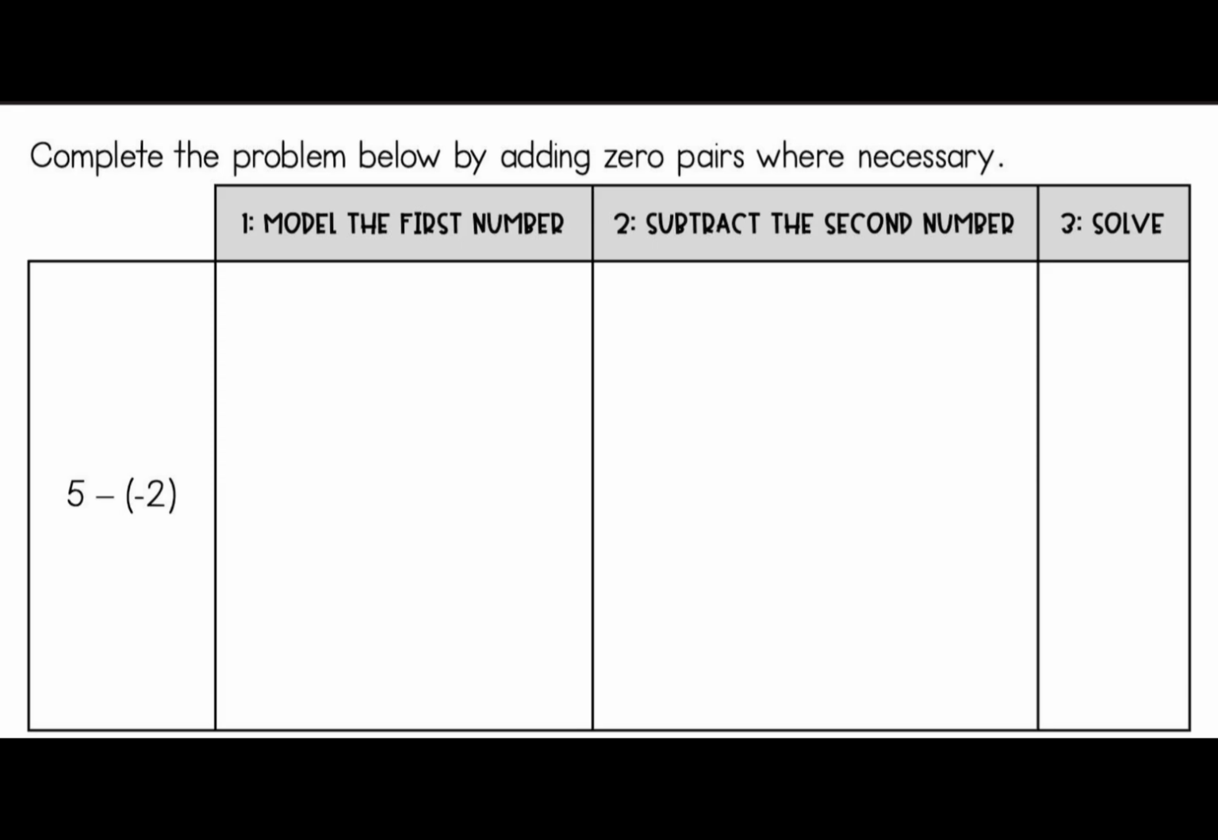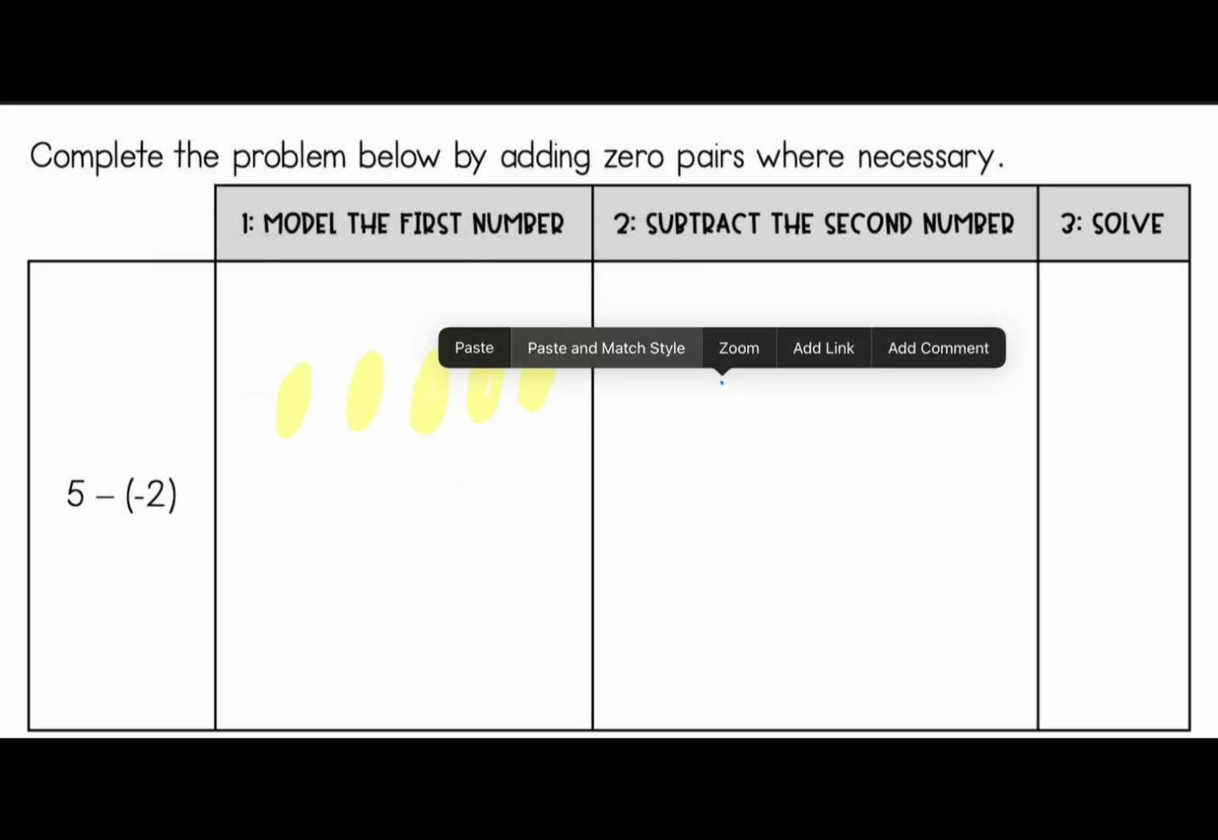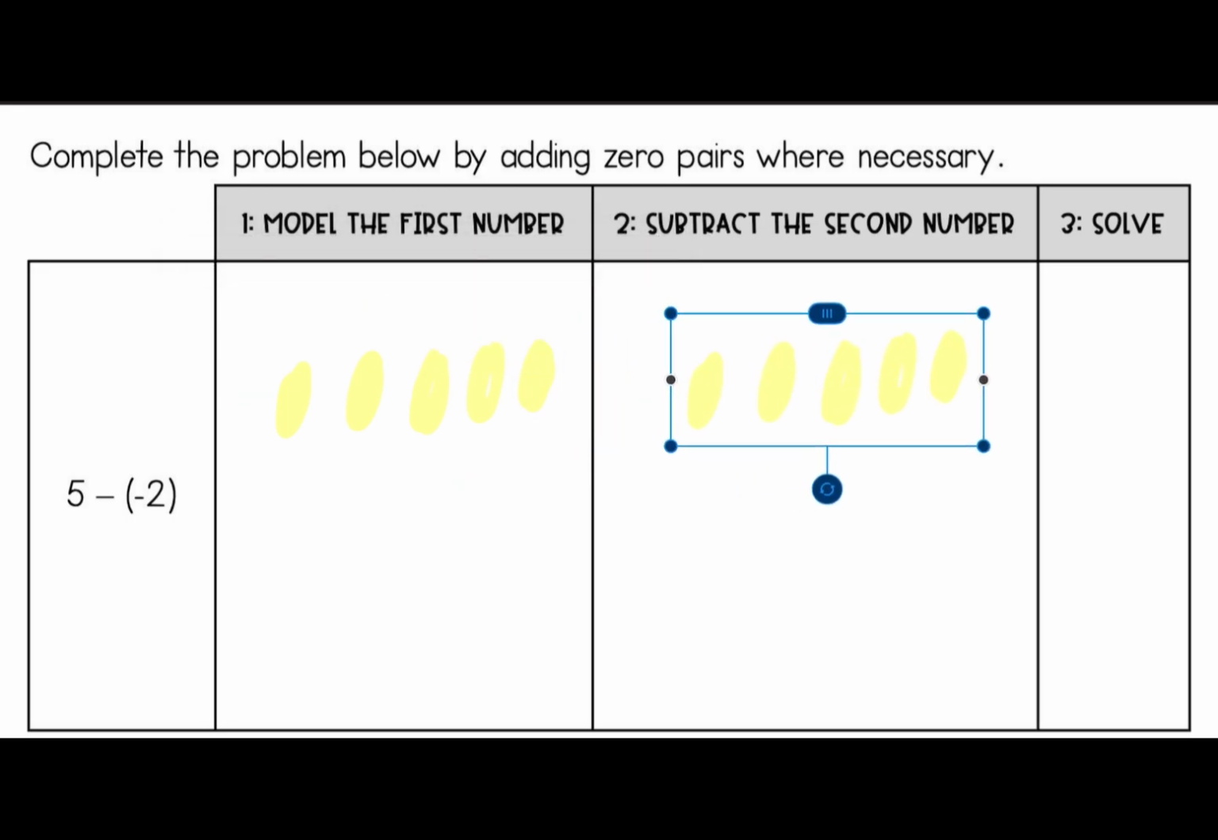So you should have started off with 5 positive counters, and then you took those positive counters and you didn't have negative 2 to take away from it, so we would have added 2 negatives here, but also 2 positives, because I can't add things to my original without making sure it equals 0, because I don't want to do the wrong thing. So now I have 2 negatives because here are my 0 pairs.